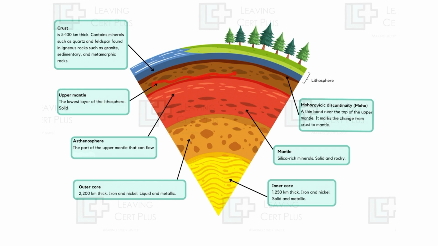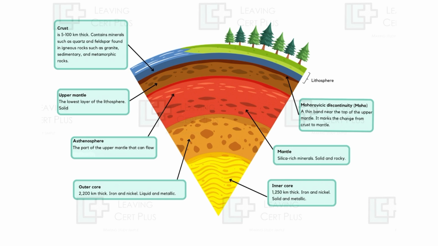This layer here, we'll call the upper mantle. This is the lowest layer of the lithosphere, and this is solid. Looking here, we can see our lithosphere, that part of the mantle, the crust, and also the upper mantle. And we can see this line here, the Moho line, or the Moho discontinuity. This is a thin band near the top of the upper mantle, and it marks the change from crust to mantle. The area we have here is your asthenosphere.